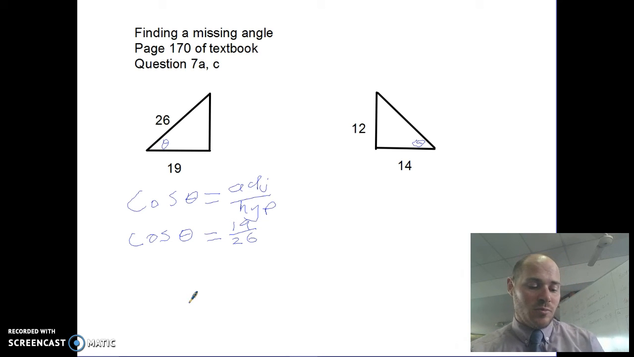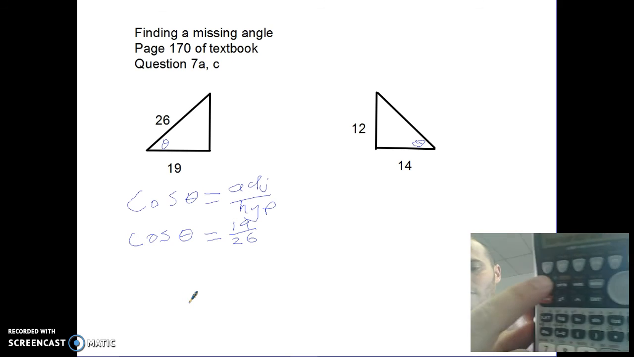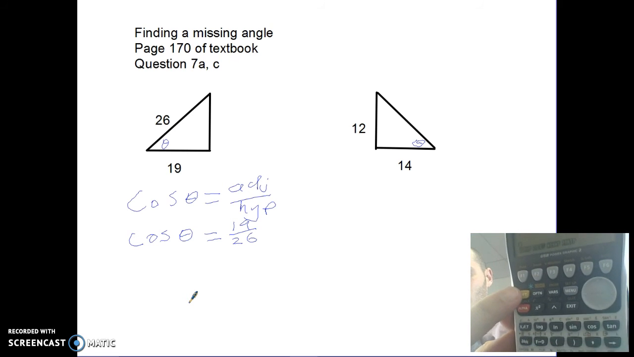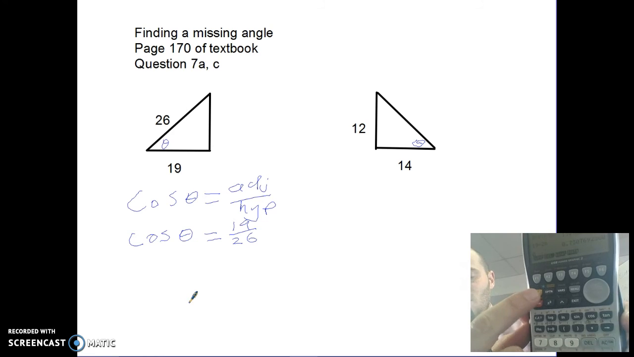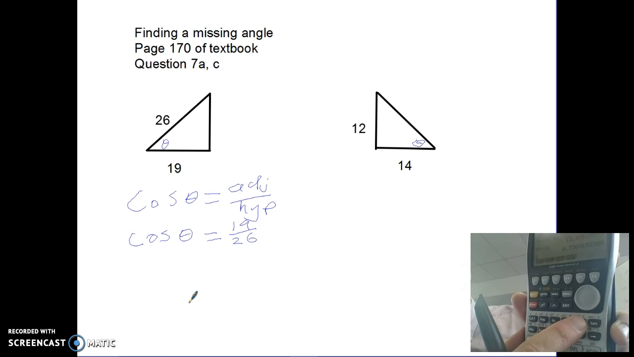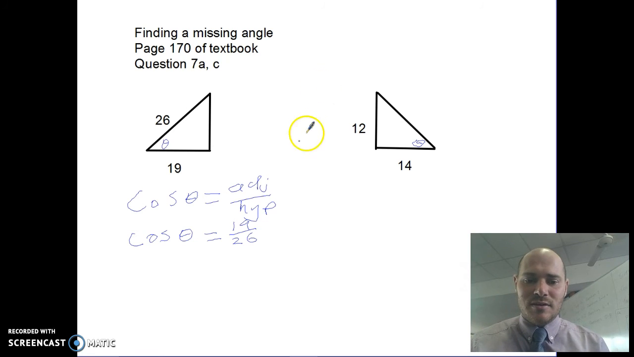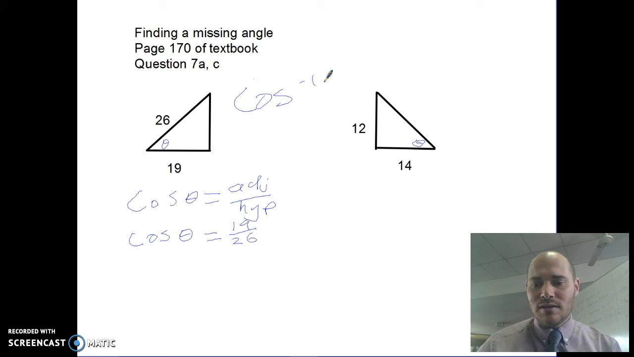So what I need to do with my calculator is I actually hit my shift button. So I'm going to hit shift and then cos. And it's this thing here, so it's cos -1 is what it looks like. There's the bell, go to morning tea.